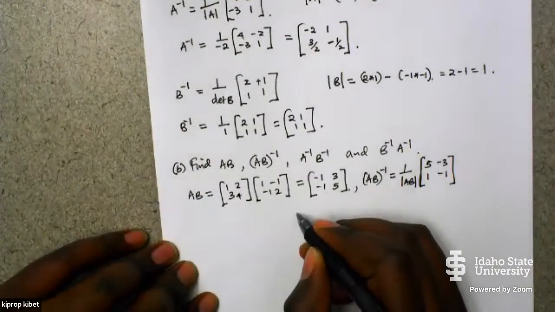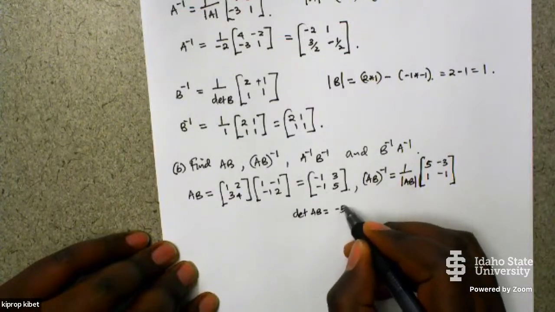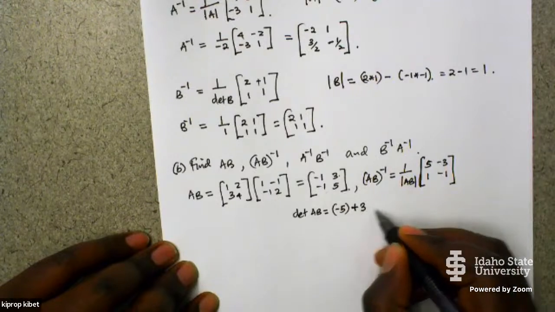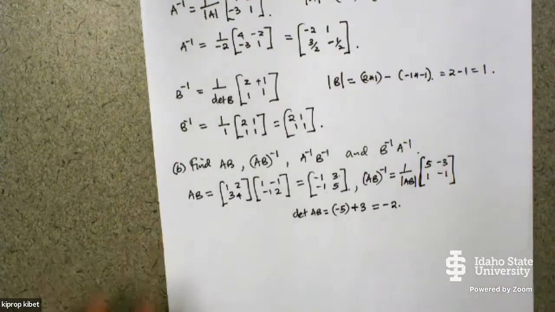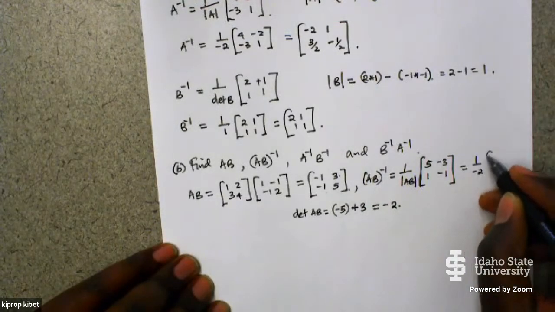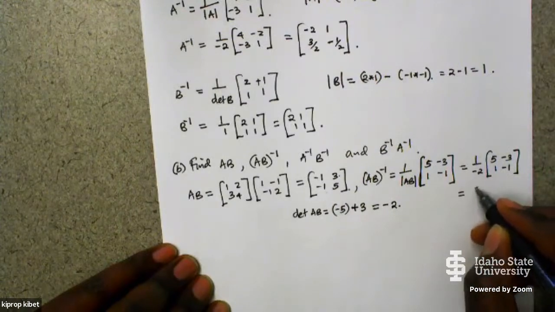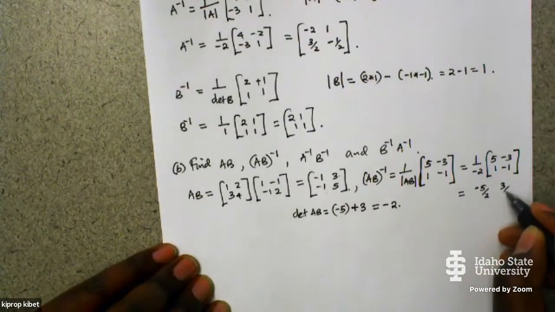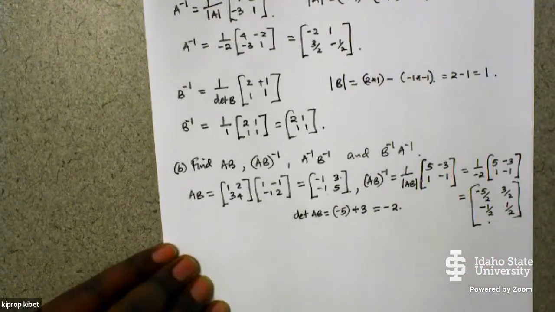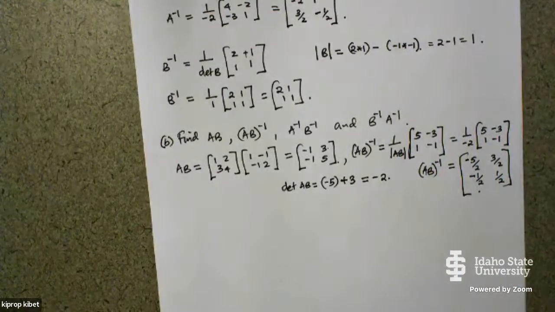So the determinant of AB is equal to this, and this is -5, and then this and this is -3, so plus 3, which is equal to -2. So then this is the same as 1 all over -2 times [[5, -3], [1, -1]]. And this is giving us -5 over 2, 3 over 2, -1 over 2, and then 1 over 2. So that is our AB inverse.